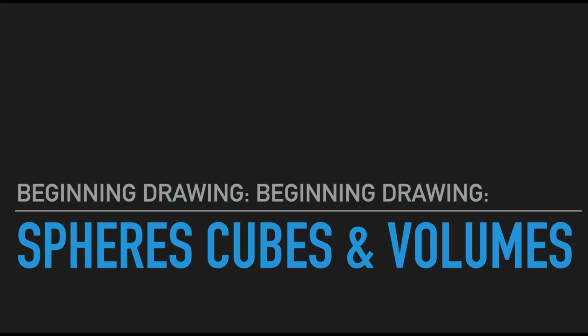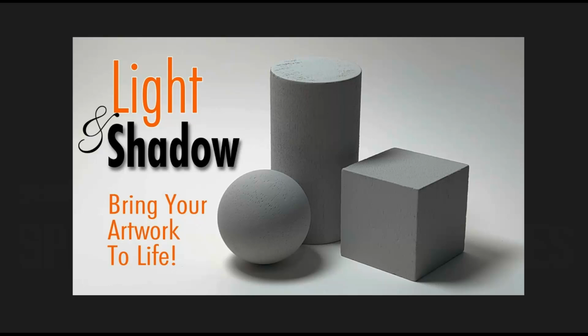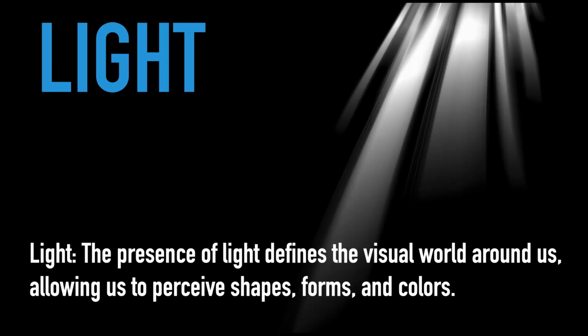of volume. So light and shadow bring your work to life. It is one of the most important parts of how to draw. And here we can see some of those very basic shapes. The presence of light defines the visual world around us. It allows us to perceive shapes, forms, and colors.